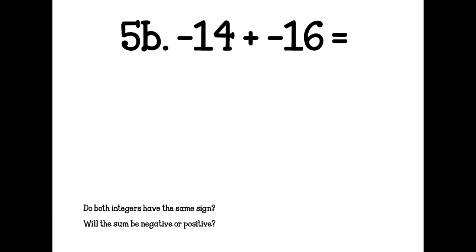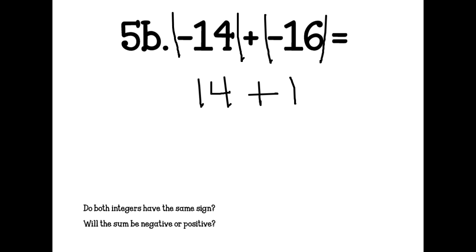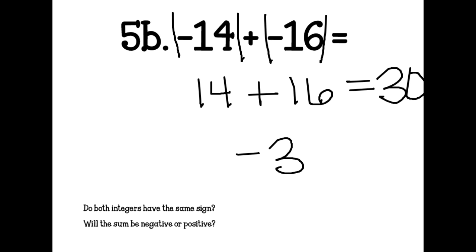5b, I have negative 14 plus negative 16. So do they both have the same sign? They do. That means I'm going to add their absolute values. So I take 14 plus 16, and that gets me 30. And then I look and I say, will the sum be negative or positive? Well, they're both negative, which means my answer will be a negative 30.